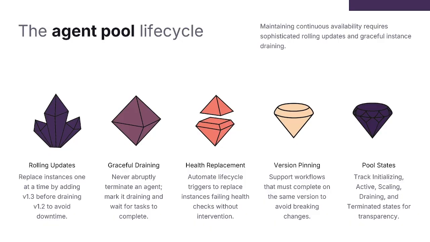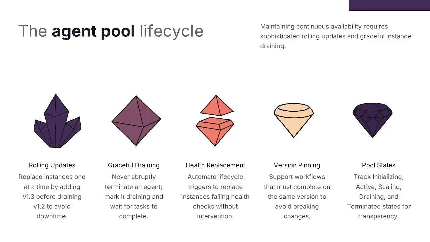The agent pool must also support scaling down. It must support draining and rolling updates. It must support health replacement, and it must support version management and termination. So these are very, very important. Maintaining continuous availability requires sophisticated rolling updates and graceful instance draining.